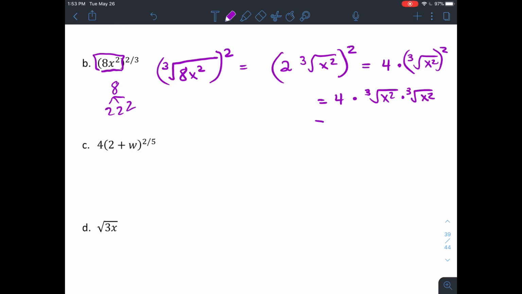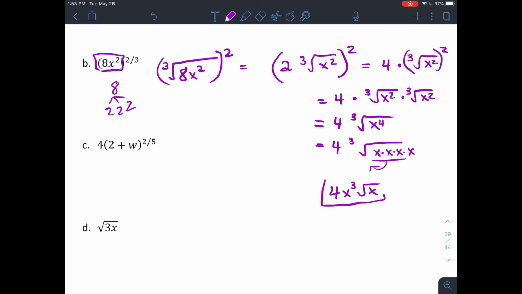So I can multiply those together and give me 4 factors of x inside of my cube root. And then that means there actually are enough factors to do the cube root of an x to the third and still have one more x left over on the inside. So I'll have 4x times the cube root of x.